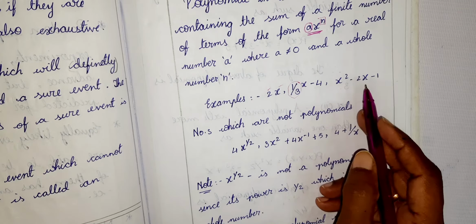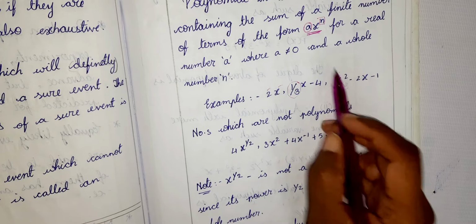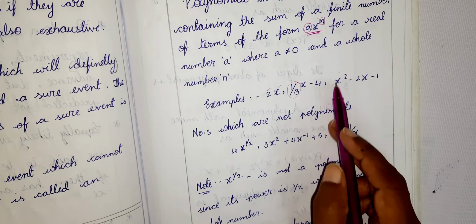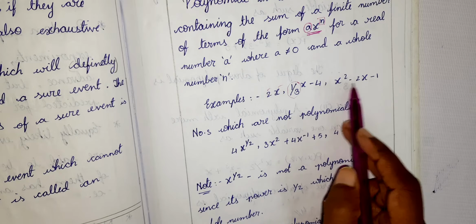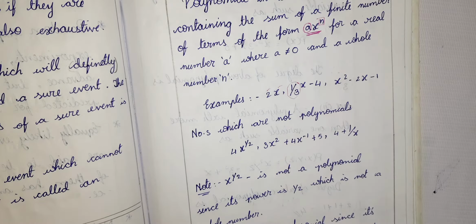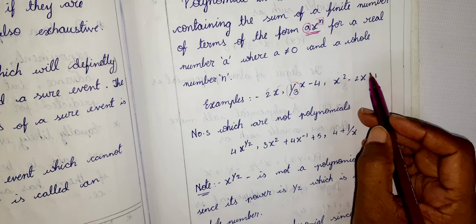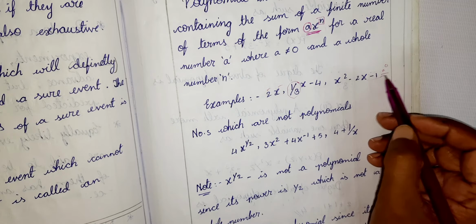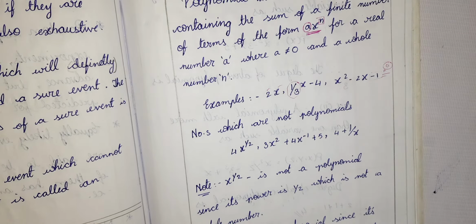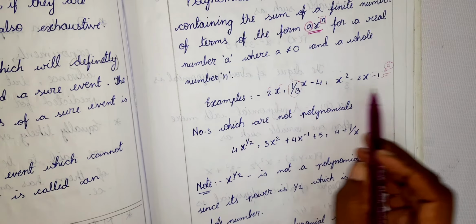x^2 minus 2x minus 1, if you see the power here, the coefficient, whatever a is, right, it is 1, n is 2. Here a is minus 2 and n is 1. Right, and if you speak about a constant term, it means that you are multiplying with x^0, where 0 is a whole number. Clear? So now these are all the polynomials.